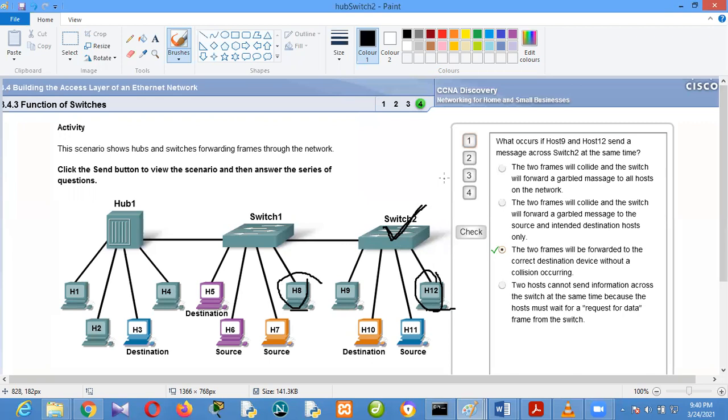H8 is asking, we go through switch one, before we go to the hosts under it. If there is none, it goes to switch two. But because it's filled up, it cannot register it again. This table is filled up. But switch two will signify to switch one.